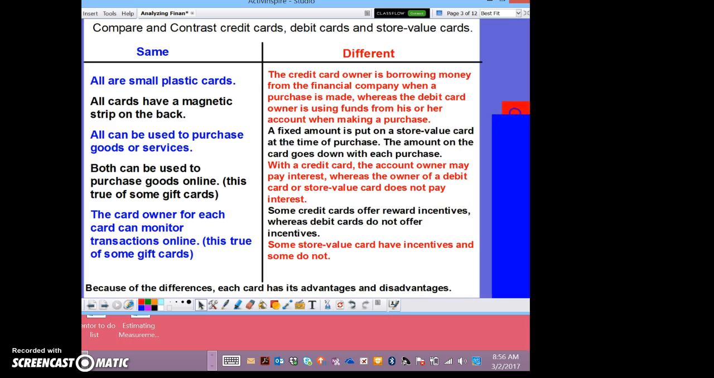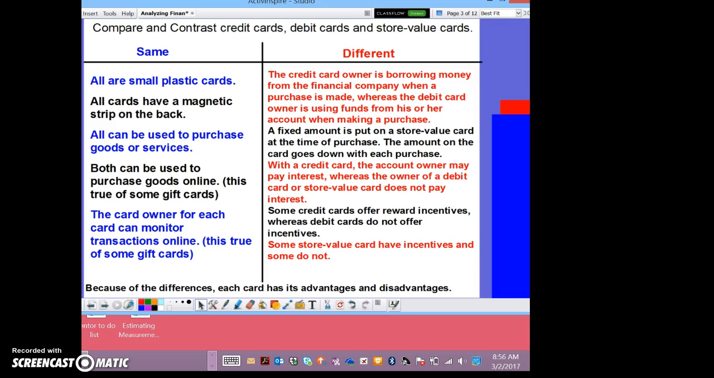Differences. Okay, well, credit card owners, remember we talked about a credit card being basically a loan. You're borrowing money from a financial company. You have to pay it back. A debit card is using your money. You never have to pay that back. That's just yours. There's a fixed amount on a store value card, like a gift card. So say you bought a gift card for someone for their birthday and you got a $20 gift card. There's only $20 on it, so that's what they have to spend. Now they can choose to reload it and put more money on it later, but it's a fixed amount. Once you spend it, it's gone.